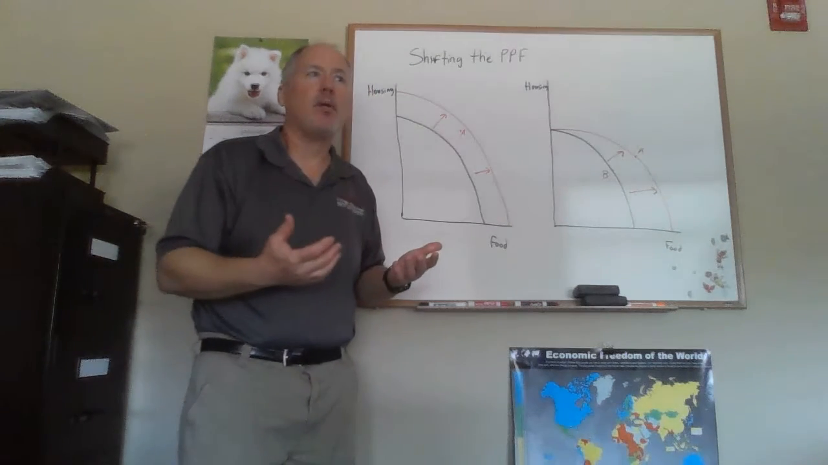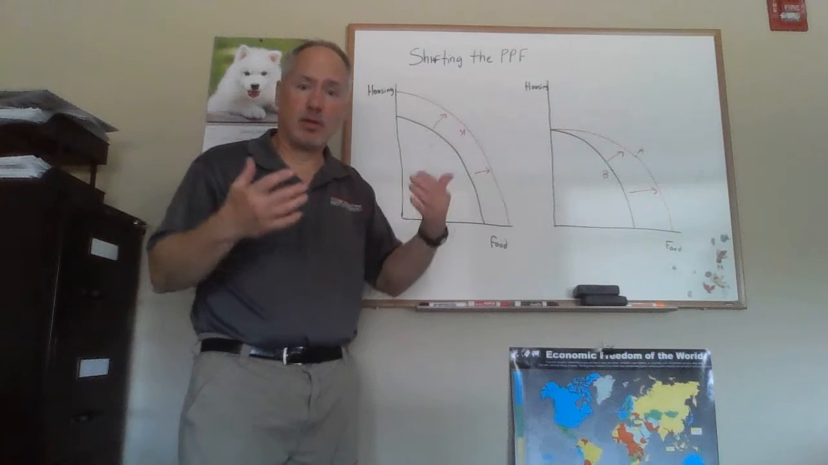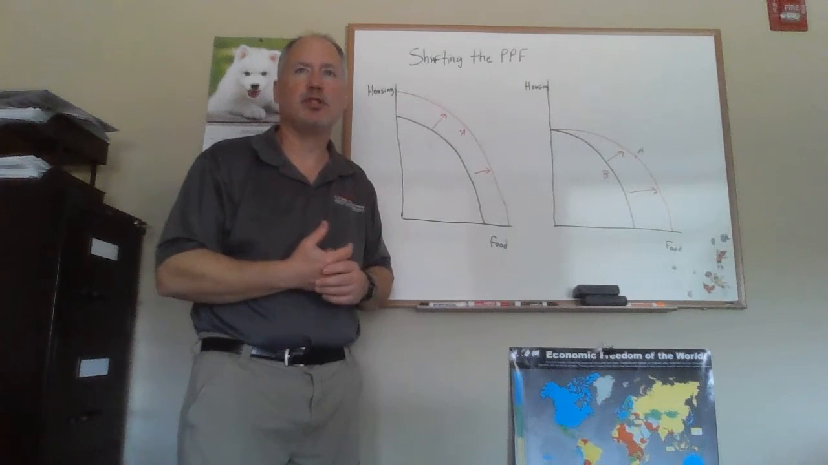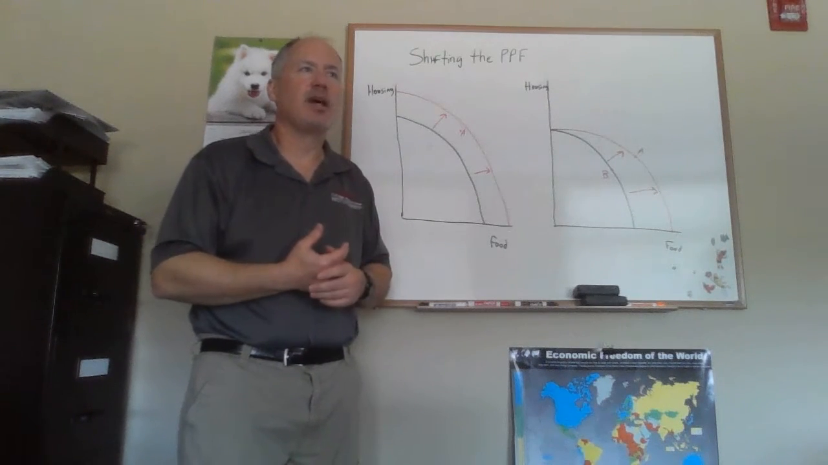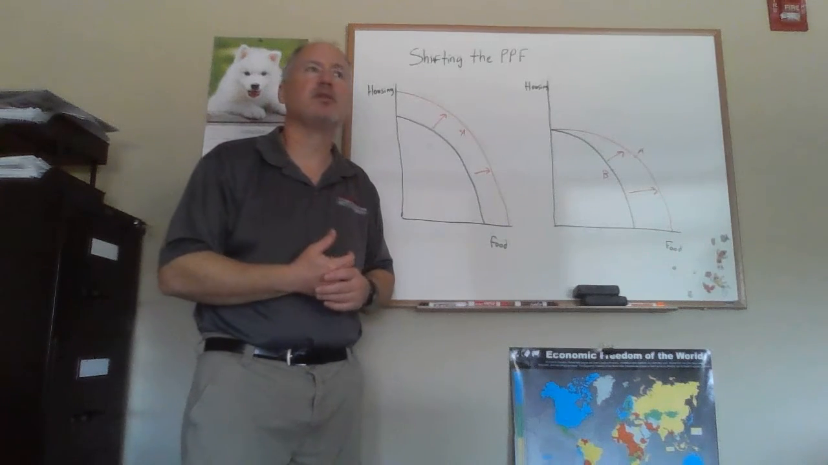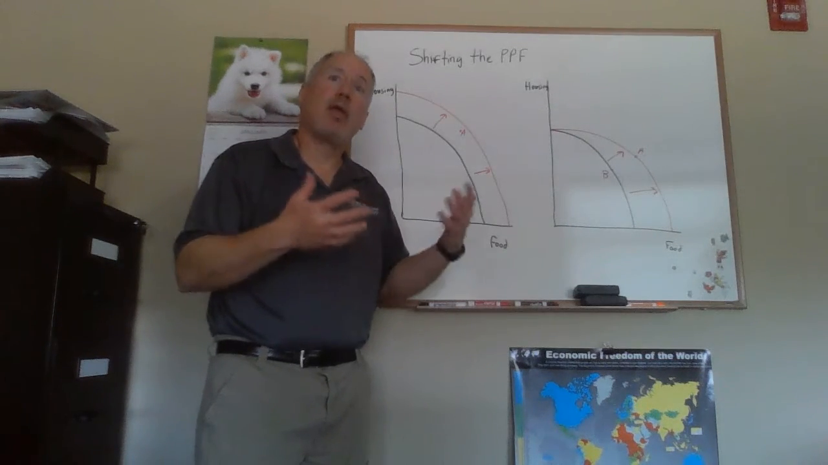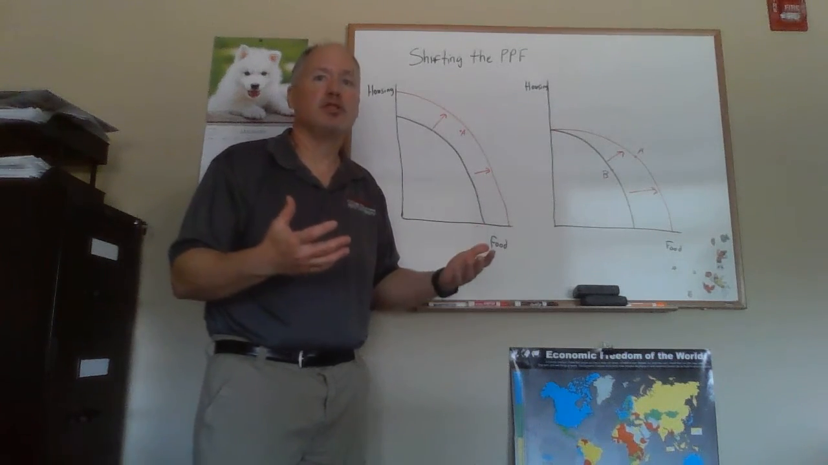A natural disaster could similarly affect capital stock and reduce our ability to produce goods and services. If a natural disaster leads to disruption of roads and bridges, or destroys the transportation infrastructure, that could reduce our ability to produce goods and services.